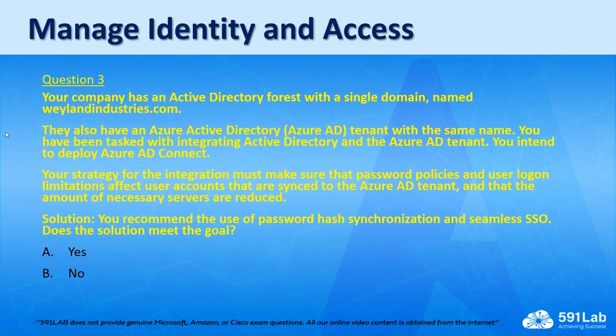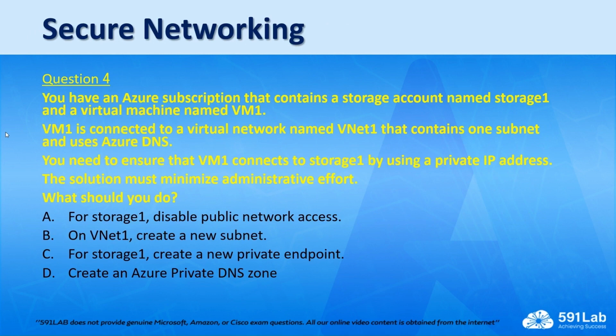Let's proceed to the next question, question 4. The next question here is going to address our second topic for the AZ-500 exam, that is secure networking. So question 4 reads, you have an Azure subscription that contains a storage account named Storage1 and a virtual machine named VM1. VM1 is connected to a virtual network named VNet1 that contains one subnet and uses Azure DNS. You need to ensure that VM1 connects to Storage1 by using a private IP address. The solution must minimize administrative effort.